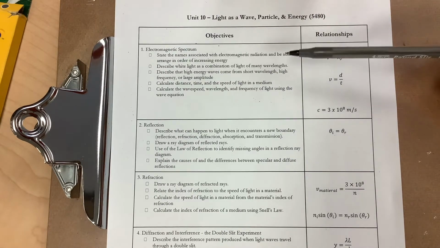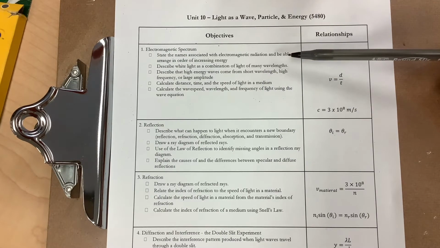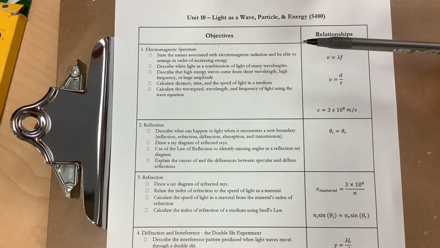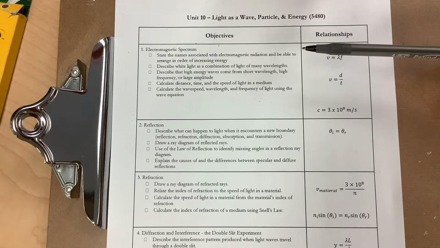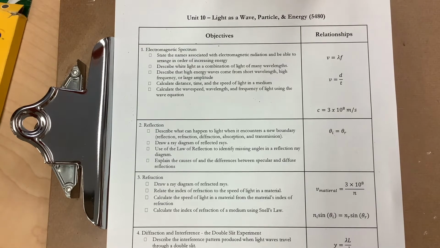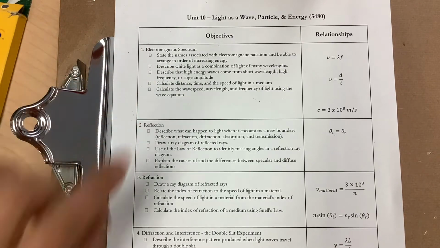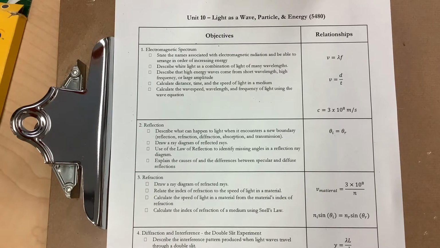So if it says, state the names associated with electromagnetic radiation and be able to arrange them in order of increasing energy, then you know I'm going to ask that as a question on your test. Great, so let's get started and we'll use the objectives to check off things as we go. I suggest that once you do the review packet for the first time, you check off what objectives you already feel comfortable with. That way, you only focus on studying the things that you're struggling with.